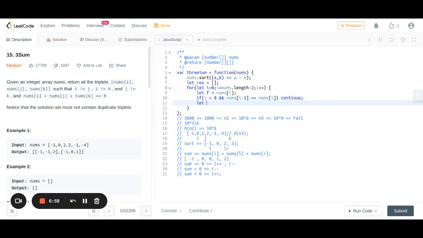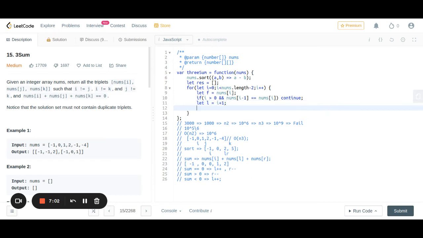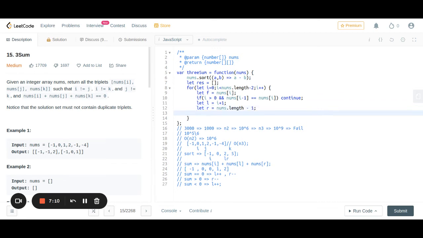Now let's consider left is equal to I plus 1, the next number, and right is going to be nums.length minus 1, the last number. Since we need two numbers at the end, we have done minus 2 over here.